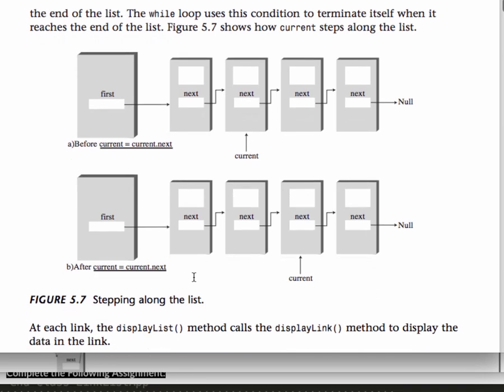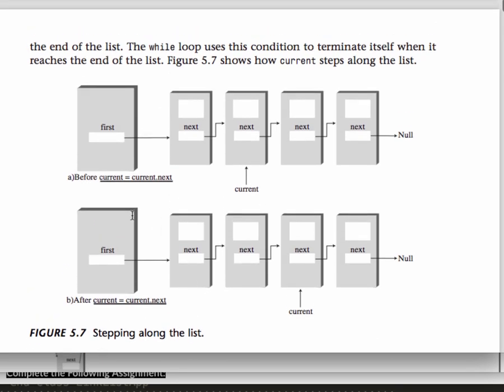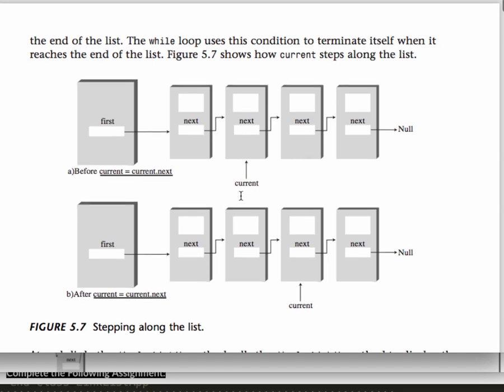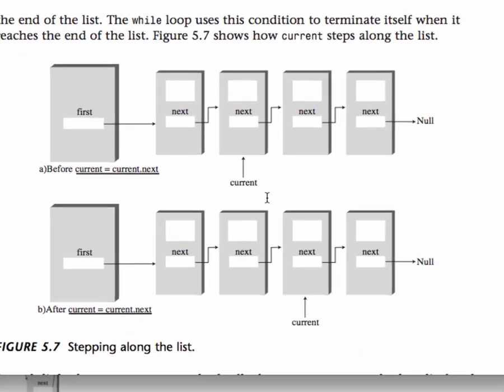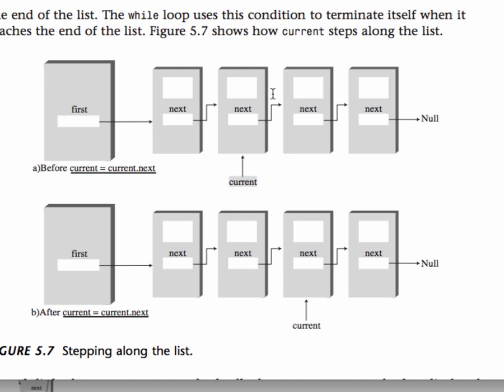All right? So let's say this is my current here, right? This is my current link. This is before current is equal to current.next. As soon as I say current is equal to current.next, there is a link called current which is equal to this link right here. I'm basically telling it you are equal to this right here, which itself is equal to this next link right here.